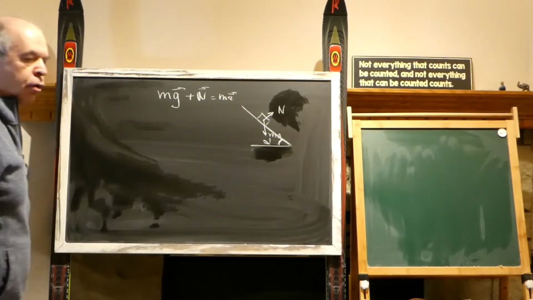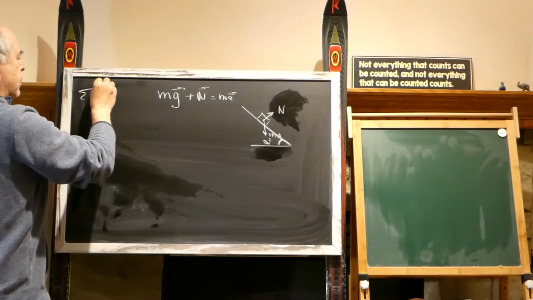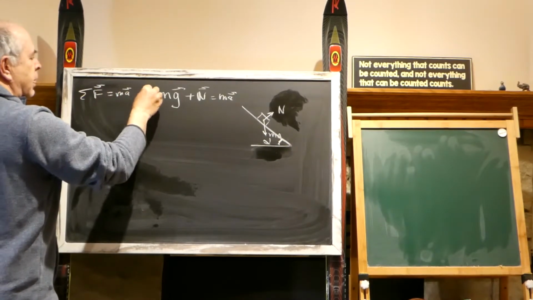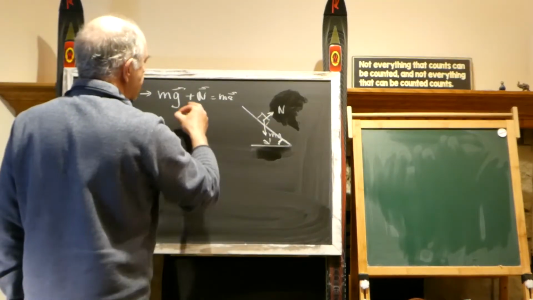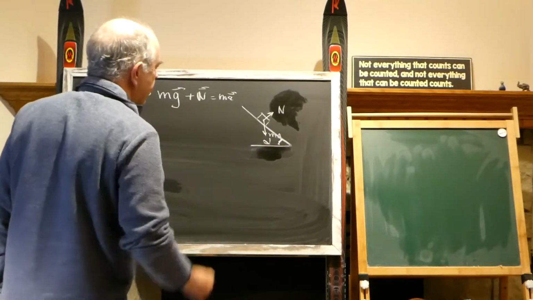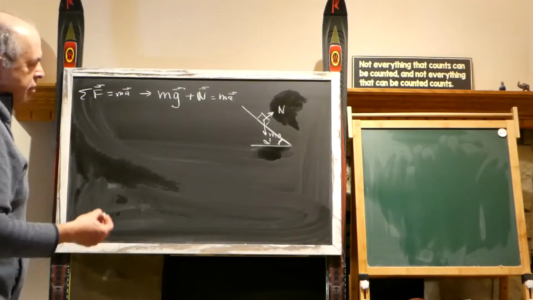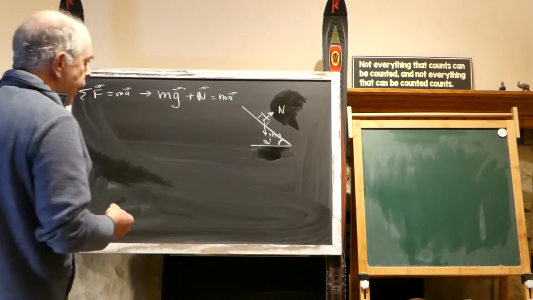And we have to write the second law of motion. The sum of all forces equals ma. And from that we have the sum of all forces. The first force is mg, and the second force is N, and this is ma. And the next step, of course, we solve in projections.